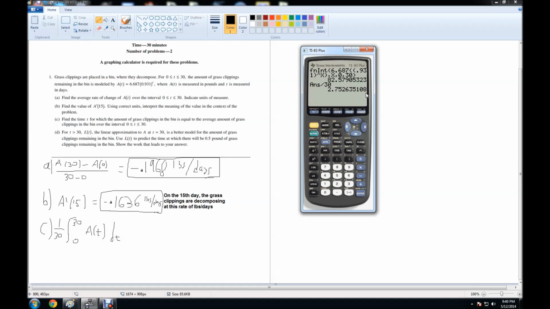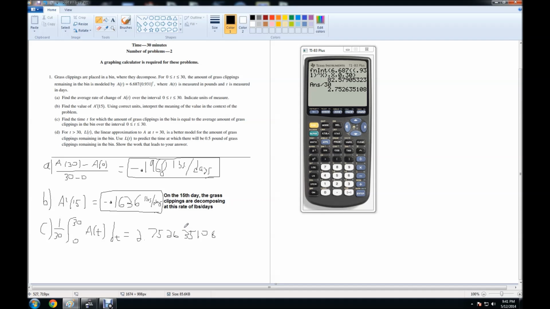So now, because this isn't our answer, we're actually going to reuse this whole decimal. Right here I would write it's equal to 2.752635108. Now, we have A(t). Remember, the question asked us to find the time t. So we found the average value.